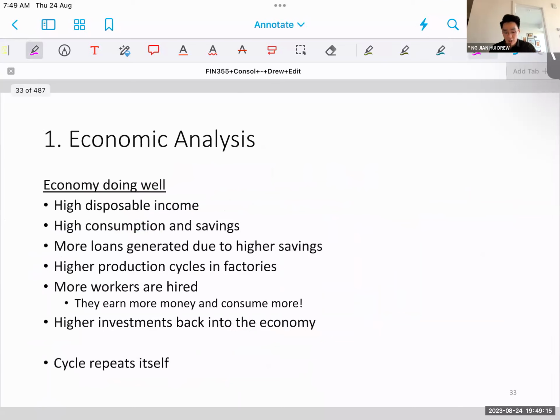Generally, when the economy is doing well, what we expect for a well-functioning economy is high income, high consumption, and high saving. That means more loans are generated due to higher saving, because when people save more, the bank can loan out more money. At the same time, there's higher production, lower unemployment, more workers being hired, and then higher investment back in the industry, and the whole cycle repeats. This is how a functioning economy works, which you probably already know.